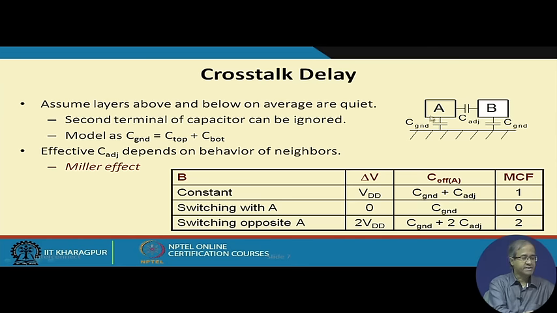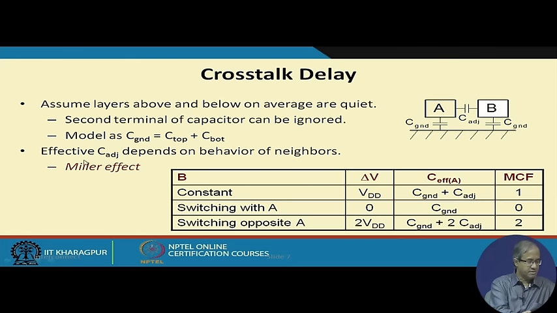And this C ground, whatever we are talking about, although we are showing it as a single capacitance, actually it will be the sum of the capacitance to its top layer and bottom layer taken together, but in an equivalent circuit I am showing them as one. Okay.